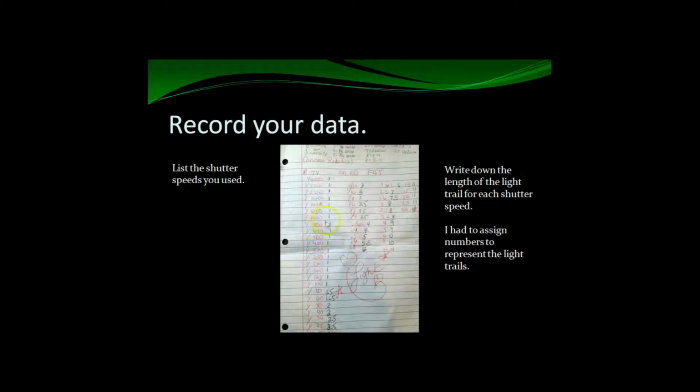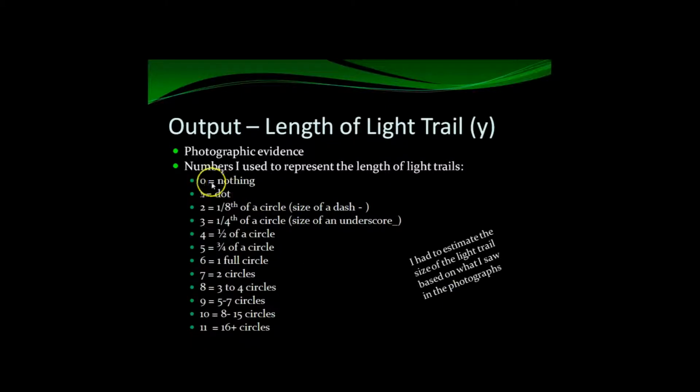So here's where I recorded my data. It's not the neatest thing, but it's just where I got my information. And as you can see, I wrote down all of the shutter speeds. And I had to assign numbers to the length of my light trails. And I was like, what should I do? Well, I thought, you know what? I'm going to look at the light trails and assign a number for how long they'd be. So what I did was, if there was nothing, I would have given it a 0. If I saw just a dot, I assigned the light trail a 1.